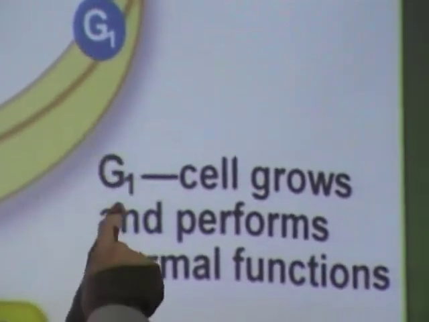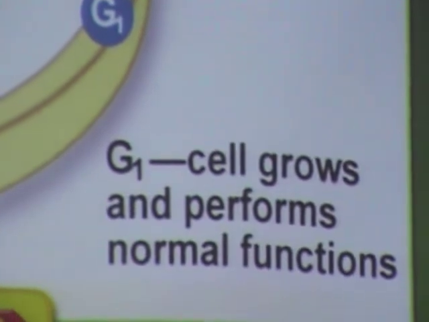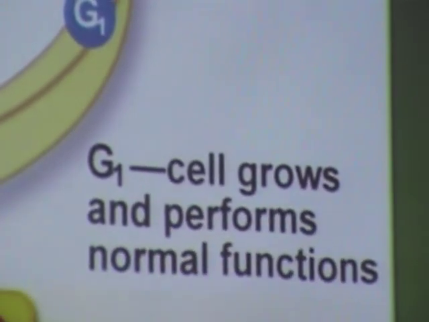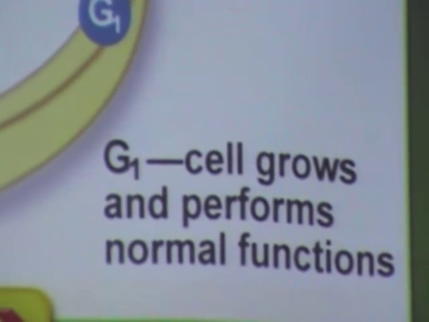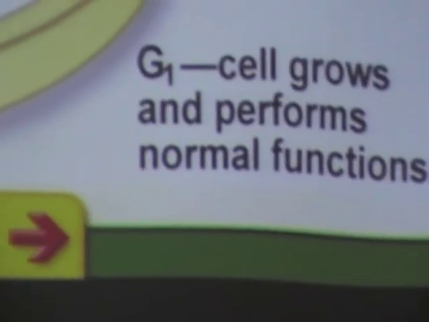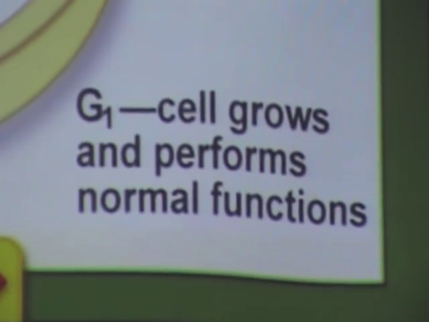That's why it's called G. G stands for growth. The cell grows and performs normal functions, whatever a cell normally does. If a cell is in your mouth and its job is to make mucus, that's what it does during G1. It makes mucus.